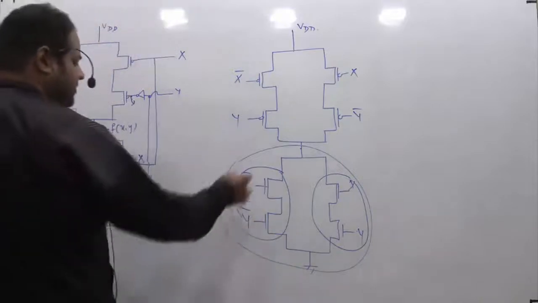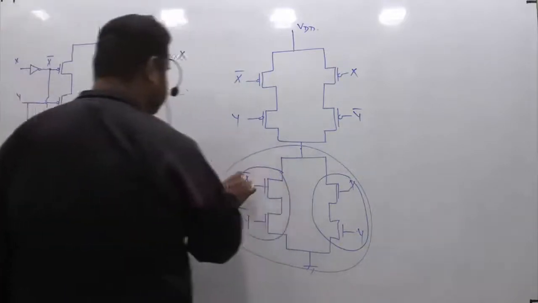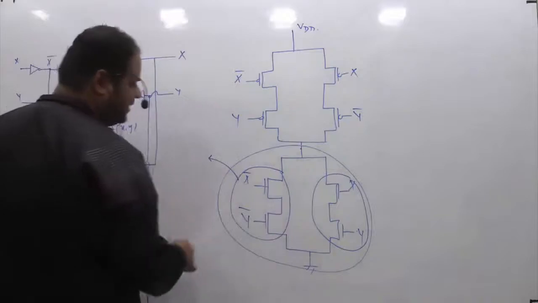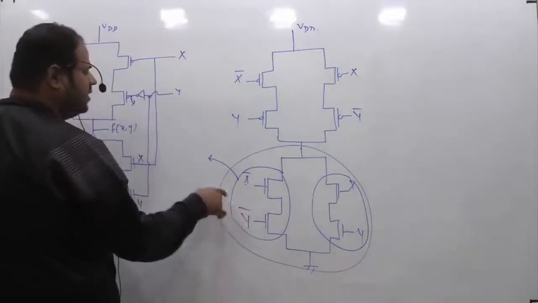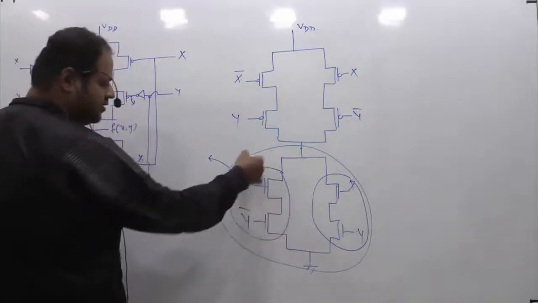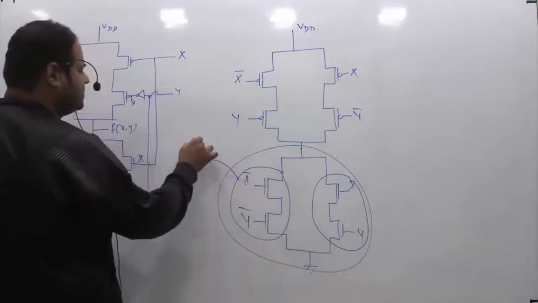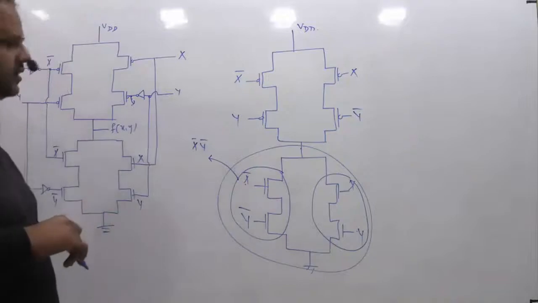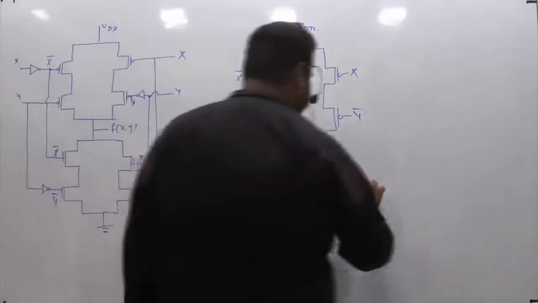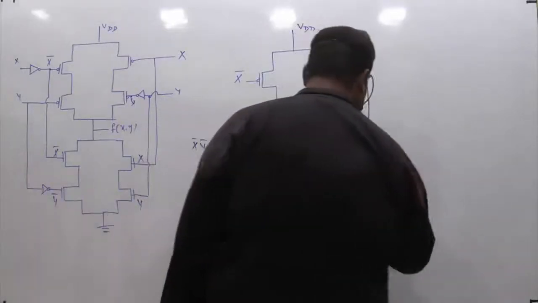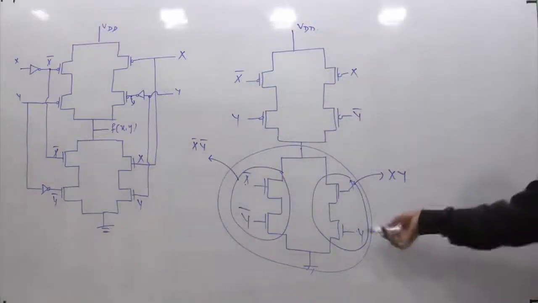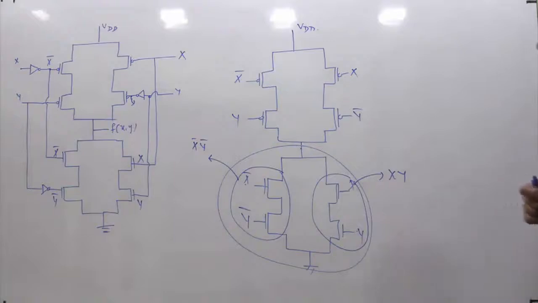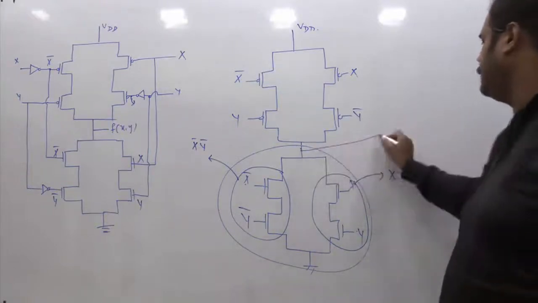In other words, these two are in cascade, so the term I will get is the AND combination of their inputs. If this input is X bar and this input is Y bar, the corresponding term for this cascade combination is X bar Y bar. Similarly, the corresponding combination for this is X and Y, because again these are in cascade, so it is the AND combination of the inputs X, Y. So if I ask what is your F, this is your F, right?